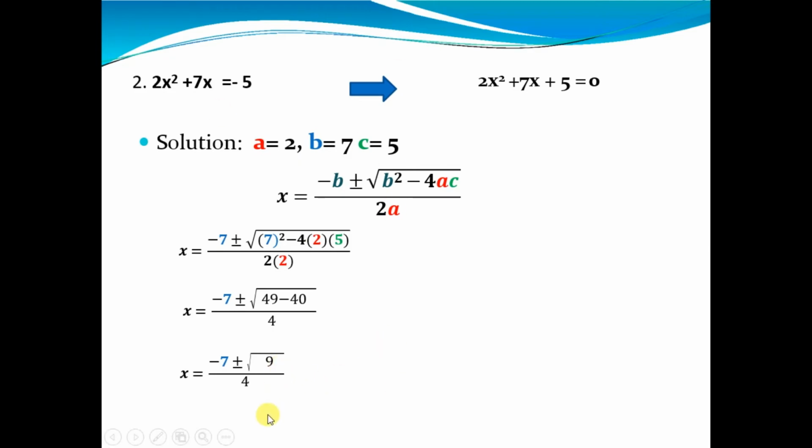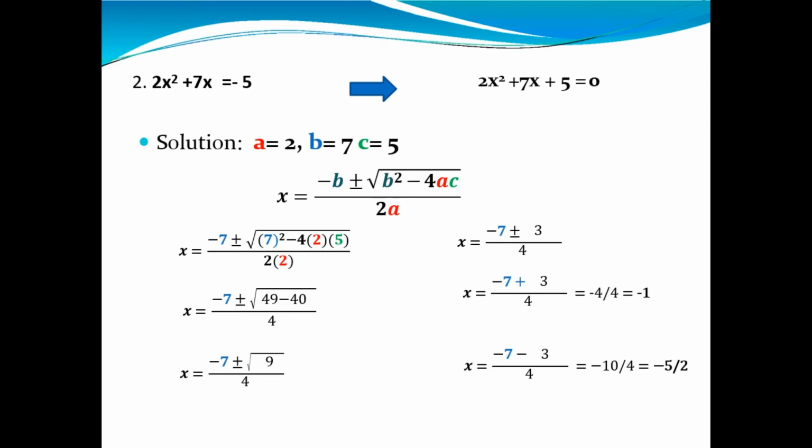Okay, but since our 9 here is a perfect square, there is a square root of this number. So we have the expression negative 7 plus minus 3 over 4. Now, having this expression, we will separate our plus and minus so that we can simplify even more, giving us two expressions: negative 7 plus 3 over 4 and negative 7 minus 3 over 4.